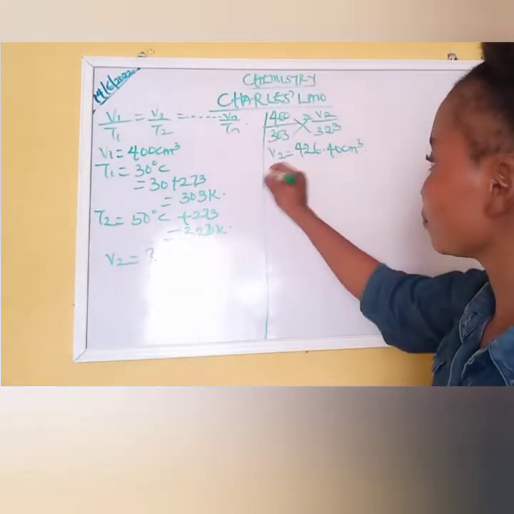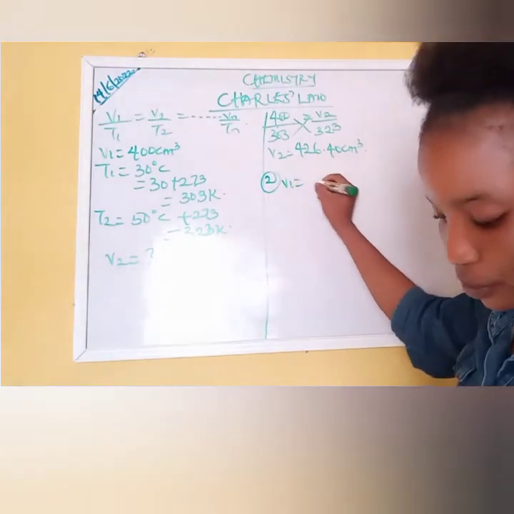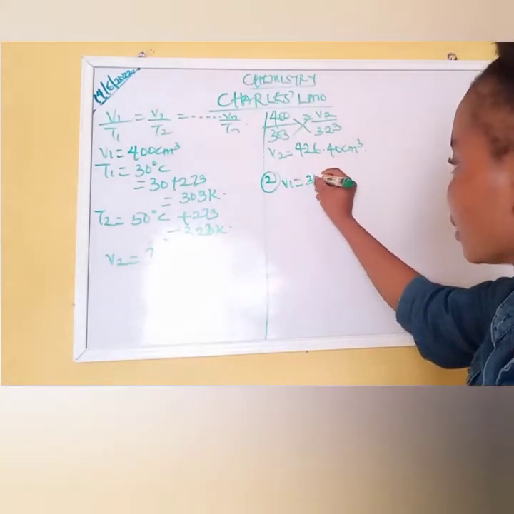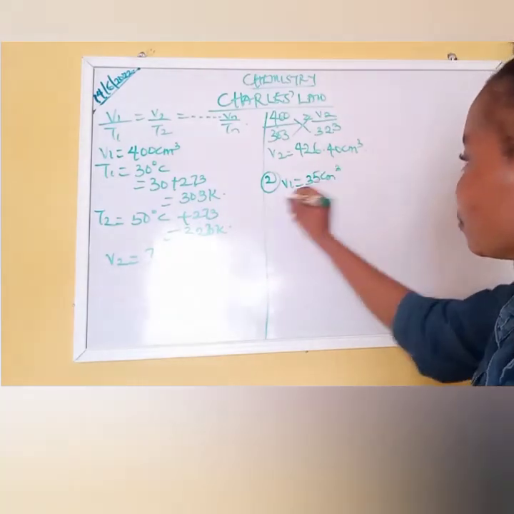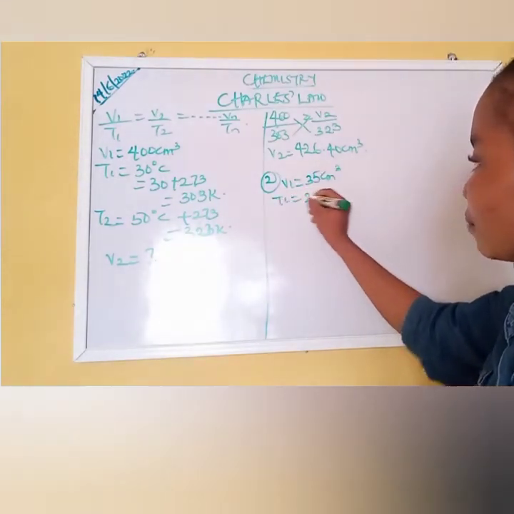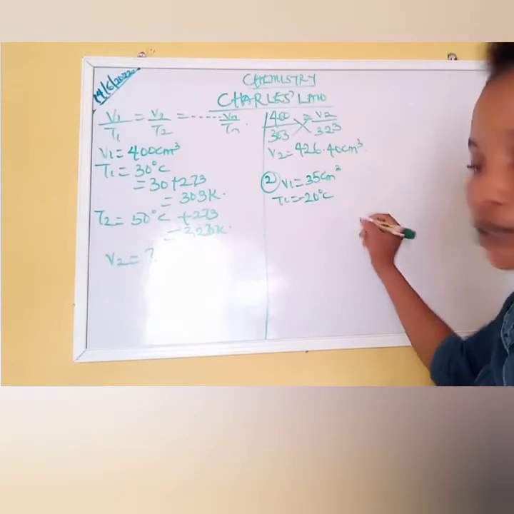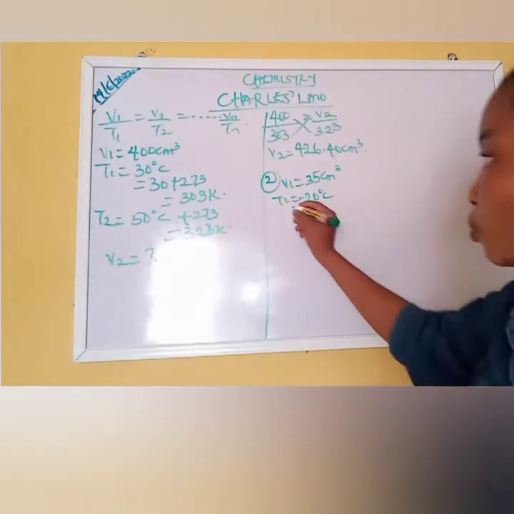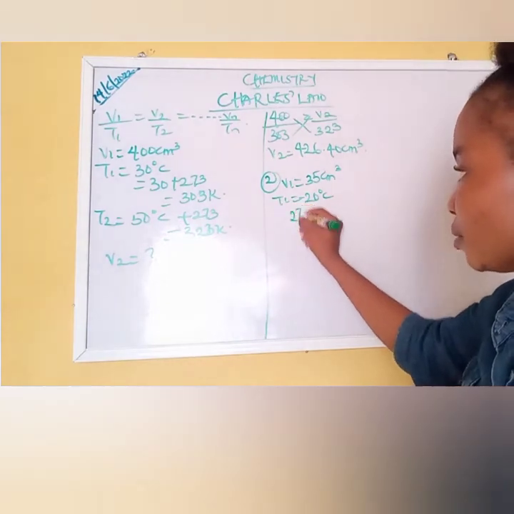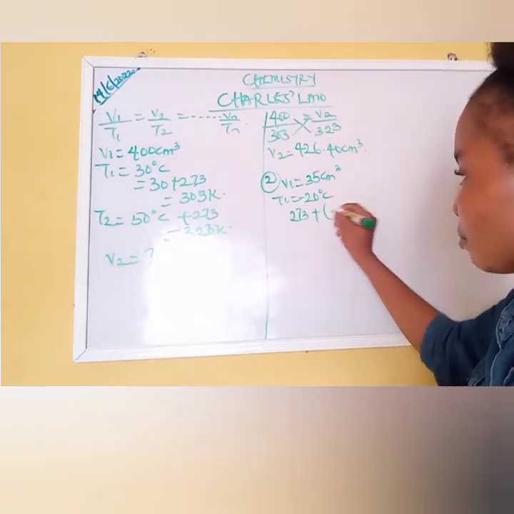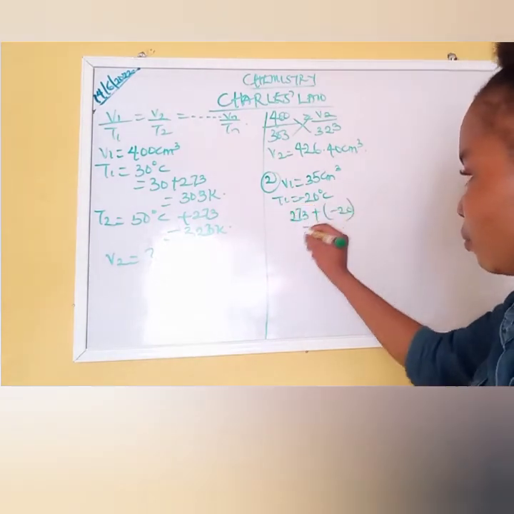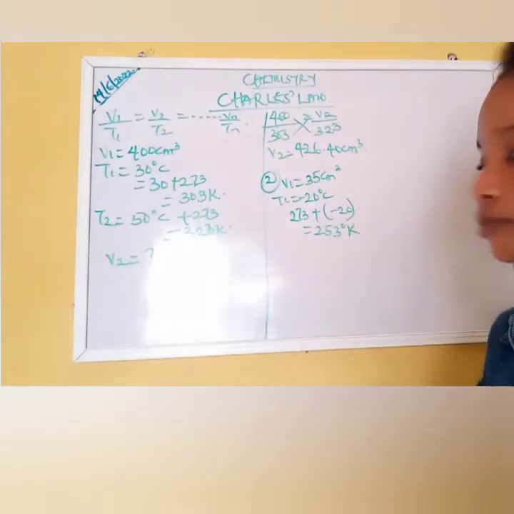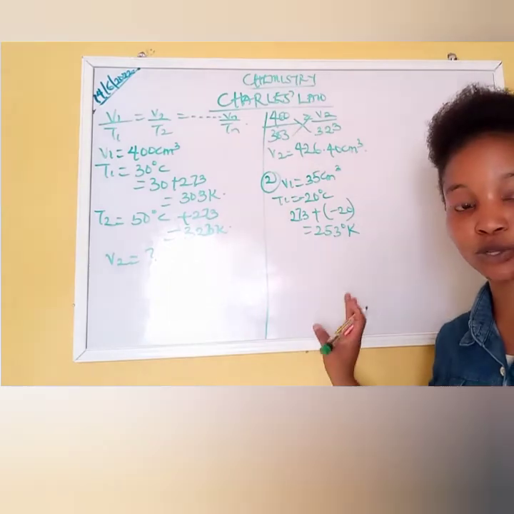So my V1, the first volume I came across, is 35 centimeter cube. The first temperature I came across is minus 20. Converting it to Kelvin is possible. What you just need to do is 273 plus minus 20, which will give me 253 Kelvin. So I've been able to convert it to Kelvin.